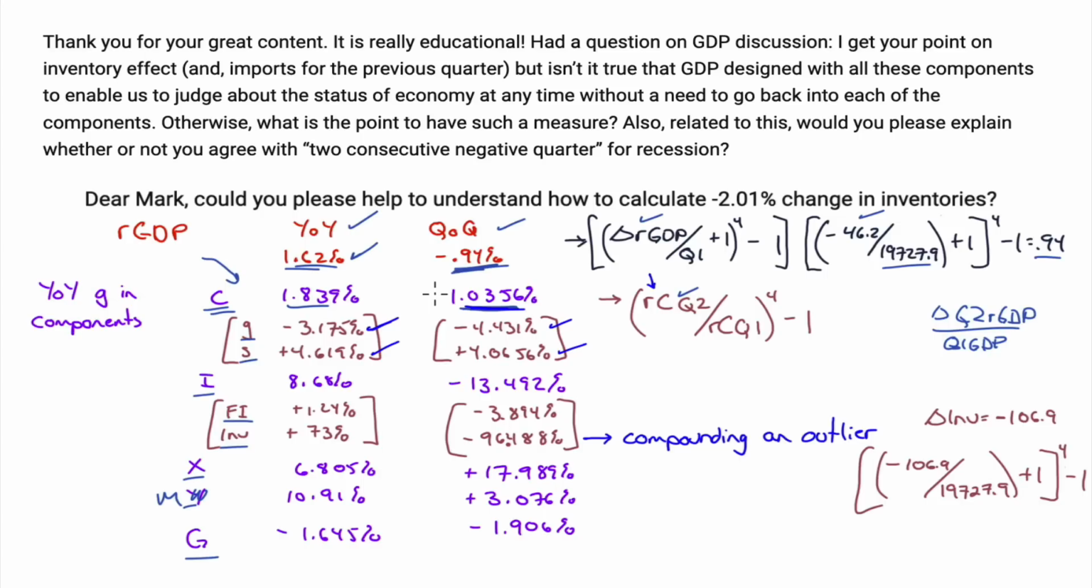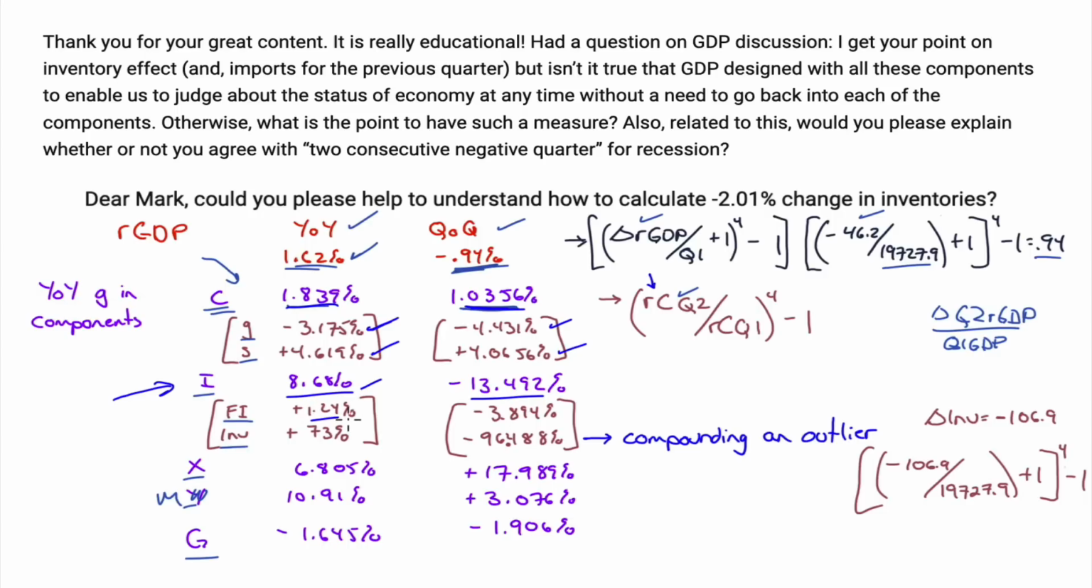So whenever you have an outlier in a data series, sometimes it's worth looking past that outlier and looking to previous periods where the outlier didn't exist and imputing what the growth rate is without that outlier. In investment spending, here's where you get the outlier. In consumption, not much of an outlier except when you look at the components, but investment spending year over year is up 8.68%, but quarter over quarter is down 13.492. So for the year, we're up almost 9% on investment spending, even though the quarter was down 13.492.